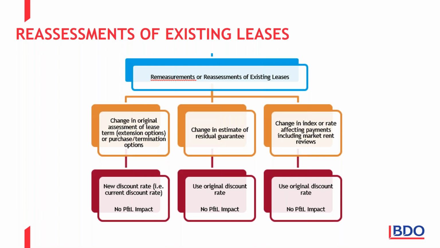As soon as we deal, on day one, we deal with the index as on day one, we deal with the rate on day one, and we deal with the market payments as they exist on day one. However, as soon as the rate or the index or the market rent changes in future, we have to make an adjustment. It's still using the original discount rate because it doesn't impact our lease term, and there would be no P&L impact. So at least reassessments wouldn't have a P&L impact, but there's still the question whether I should use an updated discount rate or not.